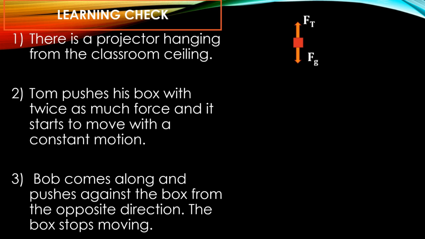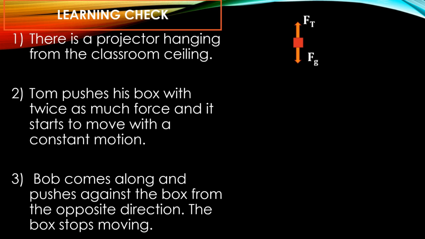Now what about Tom and his box? This time, instead of the box not moving, it is moving with a constant motion. Do you think this is covered by Newton's first law? An object in motion will stay moving in its same motion, right? That would mean that the motion is constant. So anything moving with a constant motion will follow along with Newton's first law. This means that the forces acting on it will be balanced.